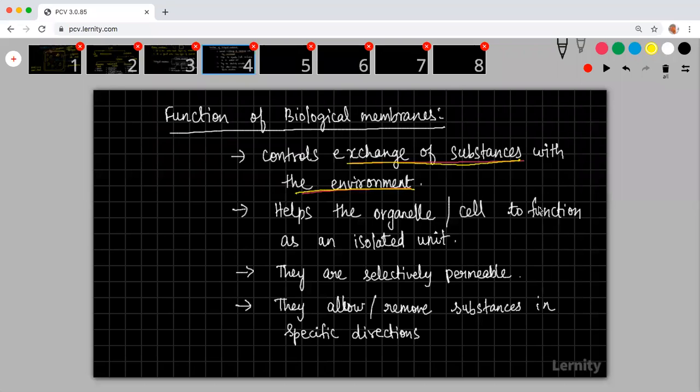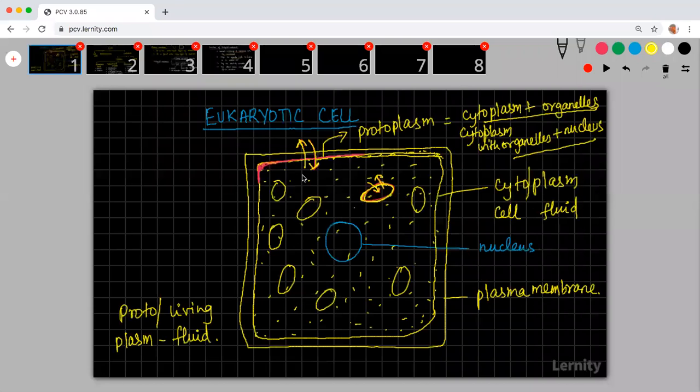It helps the organelle or cell to function as an isolated unit. What are these biological membranes trying to do? This entire plasma membrane is allowing this entire cell to function as an individual unit. On the contrary, this nuclear membrane is also a membrane. It is allowing this part to function as an individual unit. So these membranes are trying to isolate particular regions from the entire group. The nuclear membrane is isolating the nucleus from the rest of the cell. This plasma membrane is isolating this cell from the other cells.